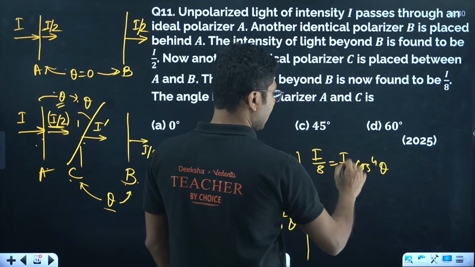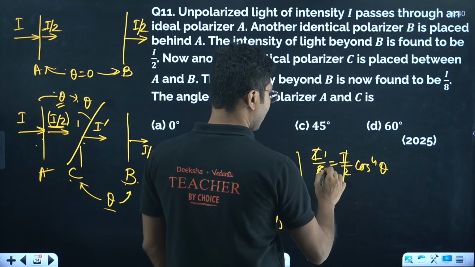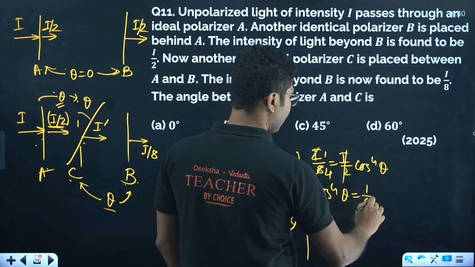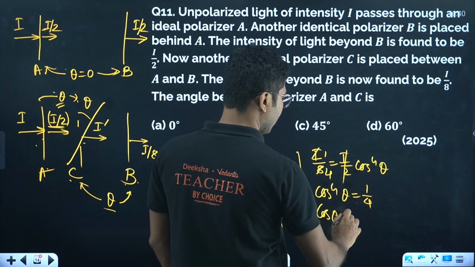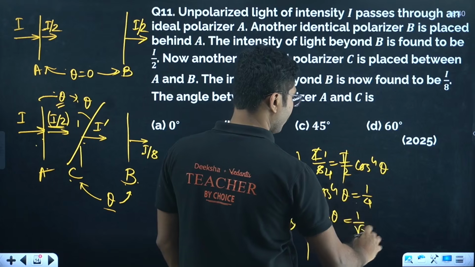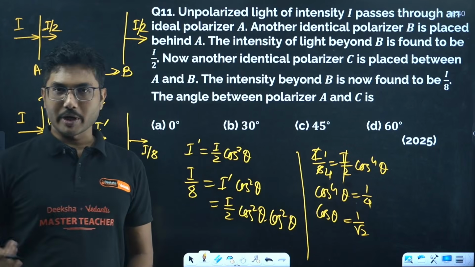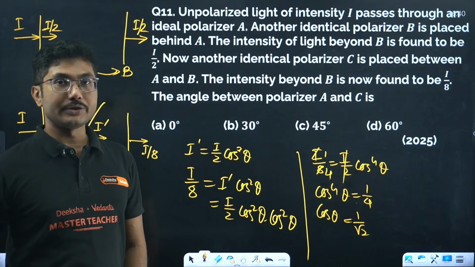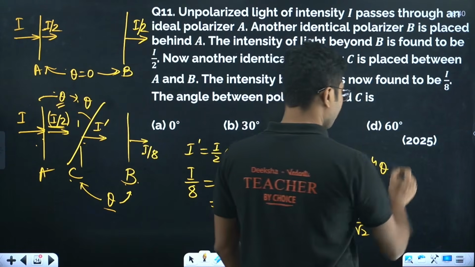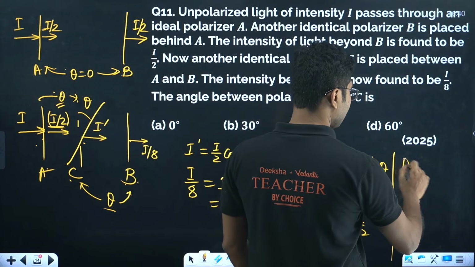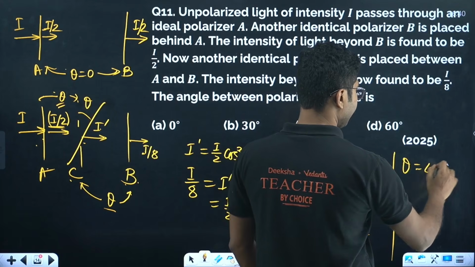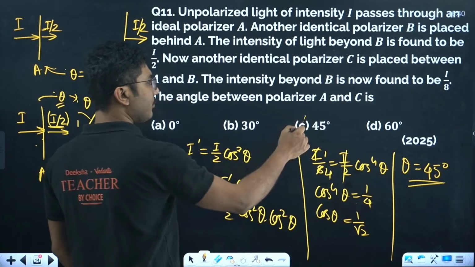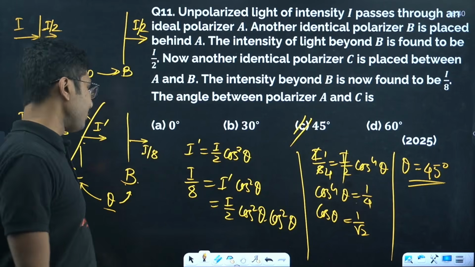I cancels, and we get 1 by 4. So cos to the power 4 theta equals 1 by 4, or cos theta equals 1 by root 2. The square root of 1 by 4 is 1 by 2, and the square root of that is 1 by root 2. So we get theta equals 45 degrees, since 1 by root 2 means 45 degrees. So the correct answer is option C.